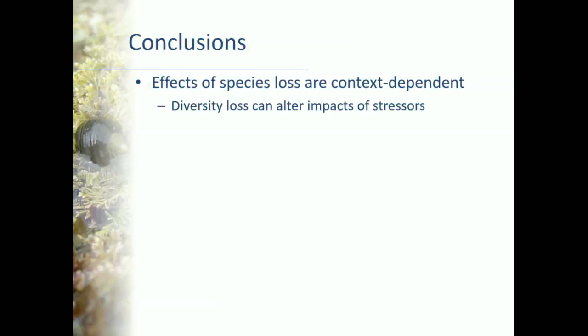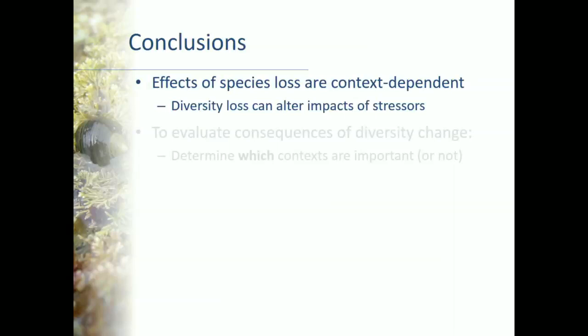We could have said that before doing all of these experiments, any ecologist will know that, but we've tried to define the exact context in a specific species interaction, and I think that's the information that we need to make more predictive models about the effects of species loss to make them more accurate. We've also shown that diversity loss can alter the impacts of stressors.